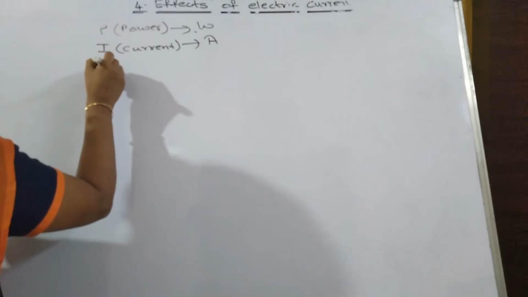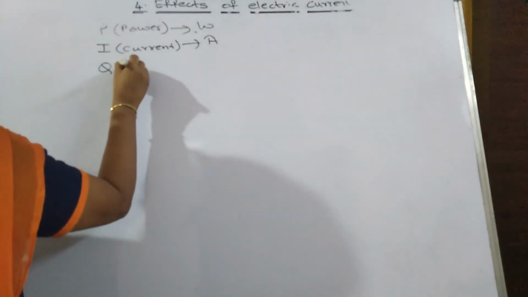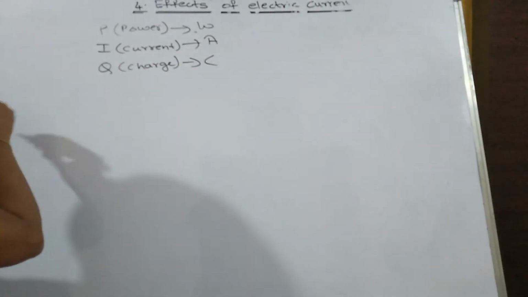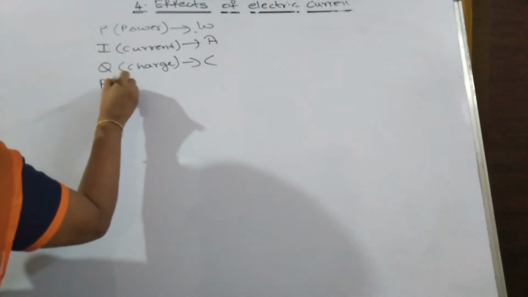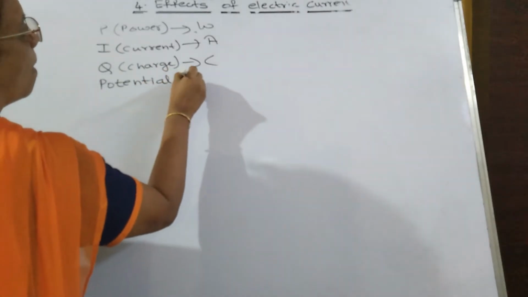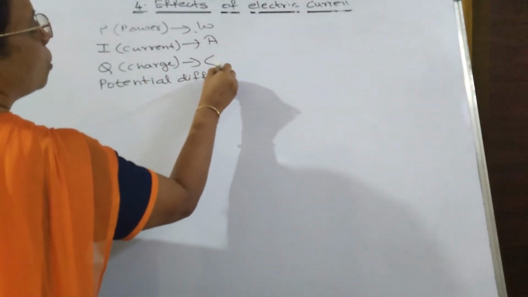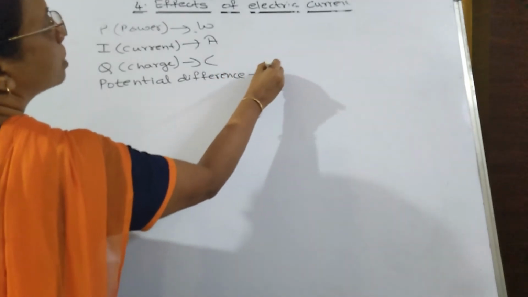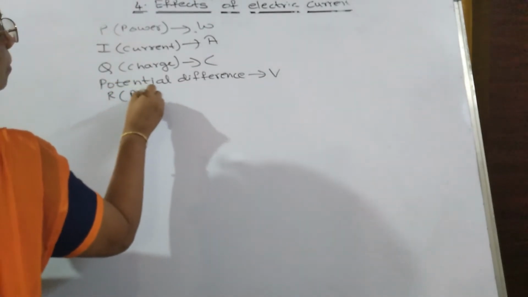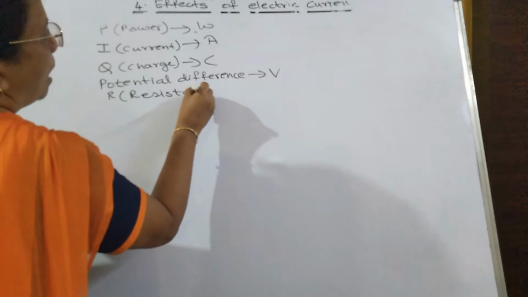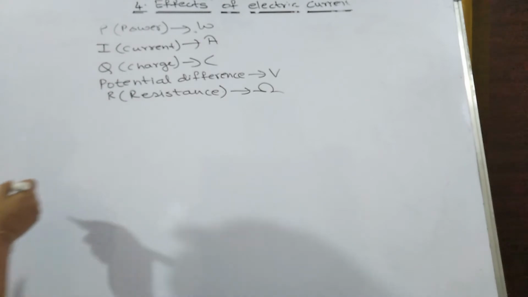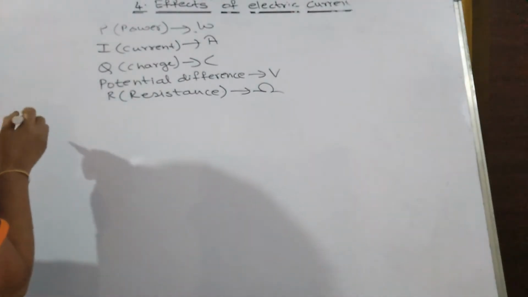Now, Q is what? Charge. The unit of charge is what? Coulomb. Now potential difference, the unit of potential difference is what? Volt. That is V. And R is what? Resistance. And the unit of resistance is what? Ohms. Now the formulas which we have in this lesson are what?